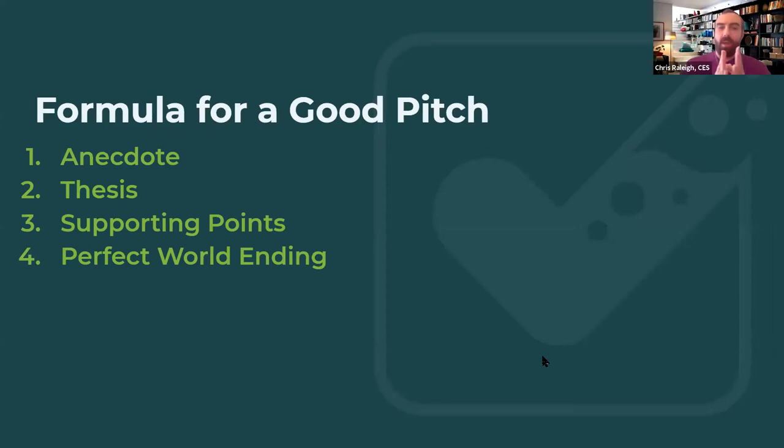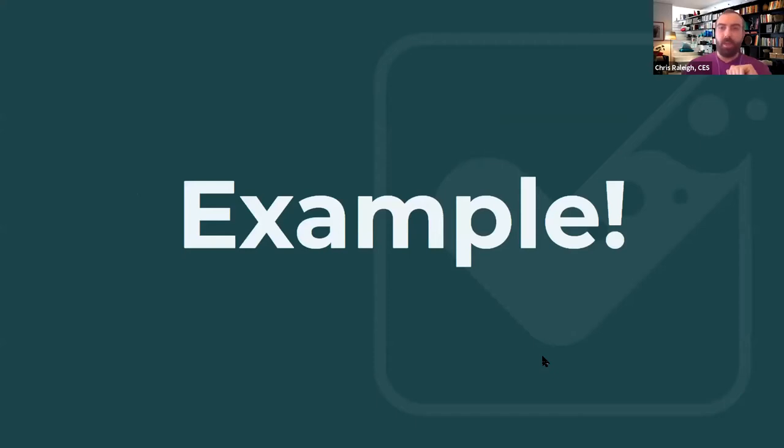The thing about a pitch is essentially it's a five-paragraph essay, right? You're doing the same thing. How you do it changes a little bit. So I normally boil it down to four parts of a good pitch. You have an anecdote, and that's a story of someone you've heard or your personal story that is interesting. You have your thesis, which is the heart of what you're trying to say. Your supporting points, which is maybe where you throw in your arguments, and what I call the perfect world ending. And we are going to do that together today. But in the meantime, I will have Kirsten give an example of how this looks.